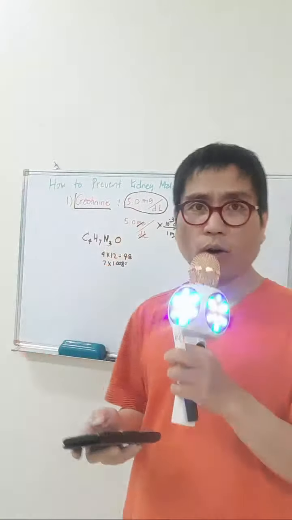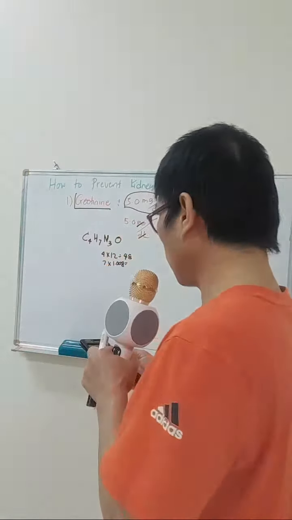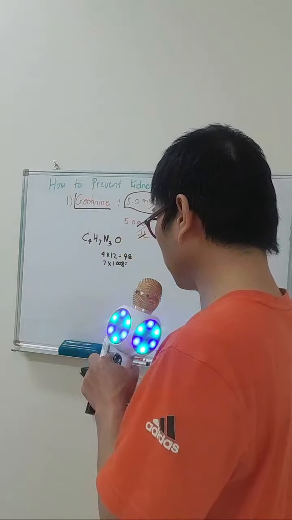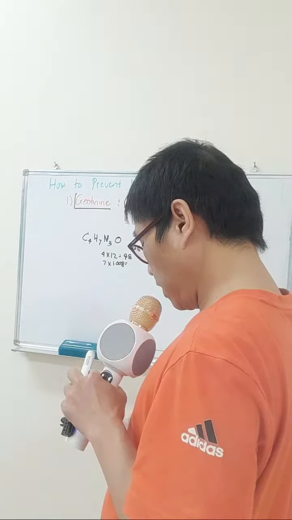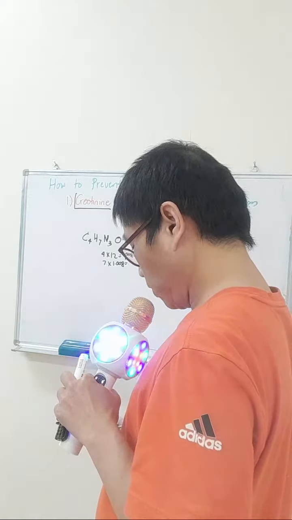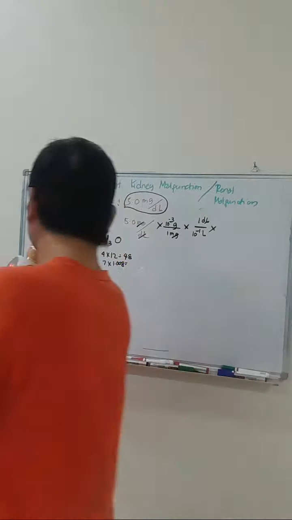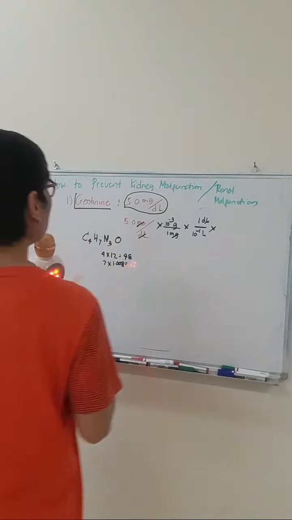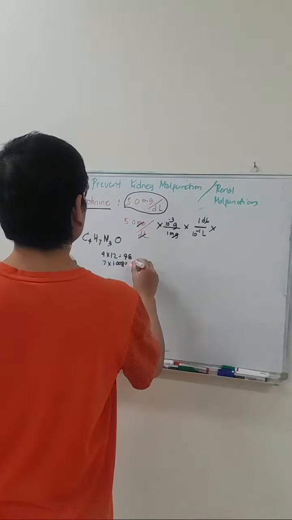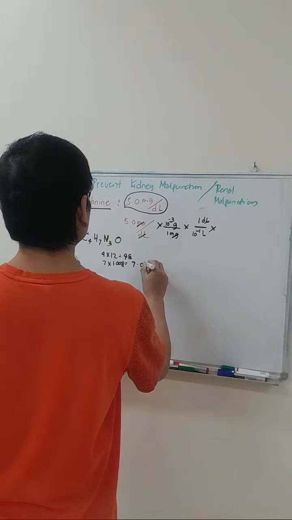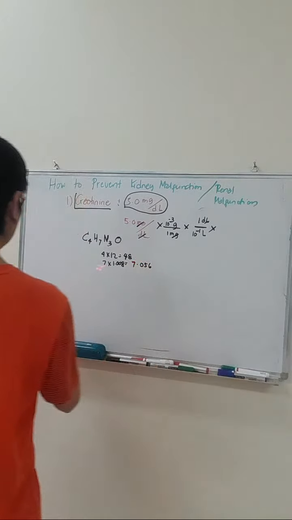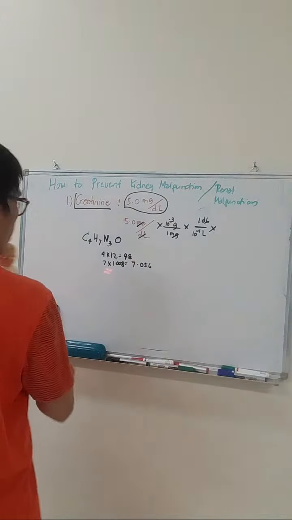Okay, wait for a while. So 48 is 7 times 1.008, which equals 7.056. And then nitrogen, 3.